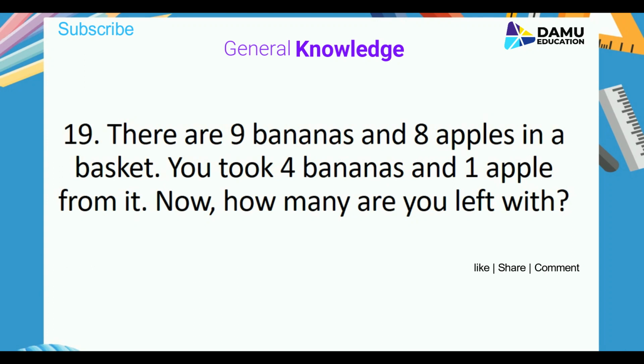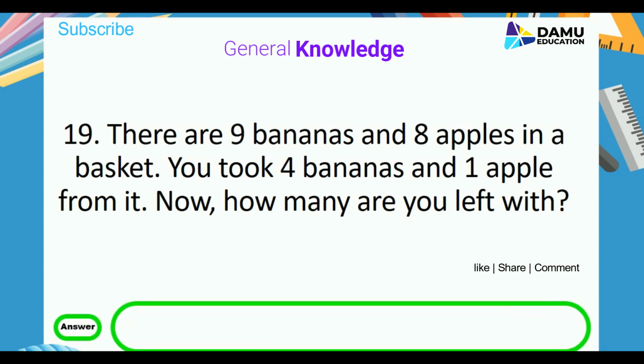There are 9 bananas and 8 apples in a basket. You took 4 bananas and 1 apple from it. Now how many are there left in the basket? Answer is 5 bananas and 7 apples.